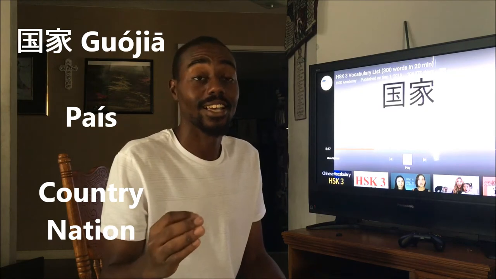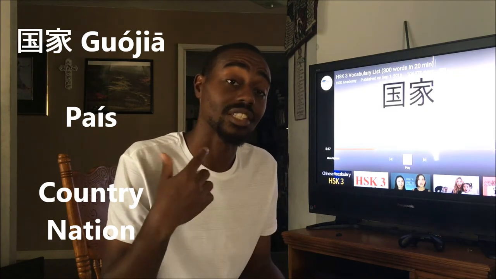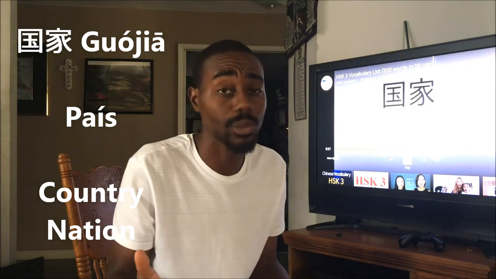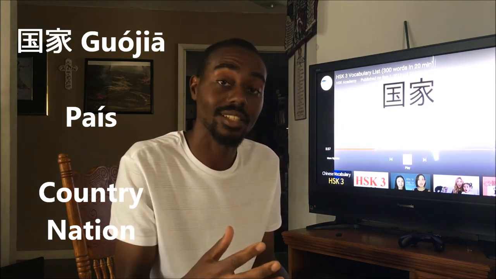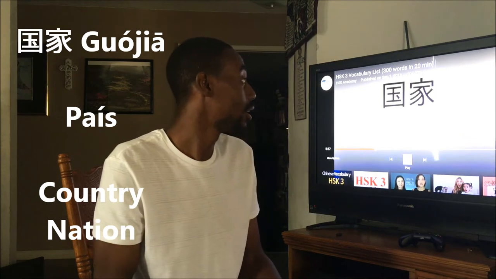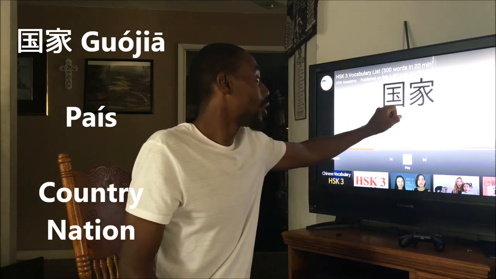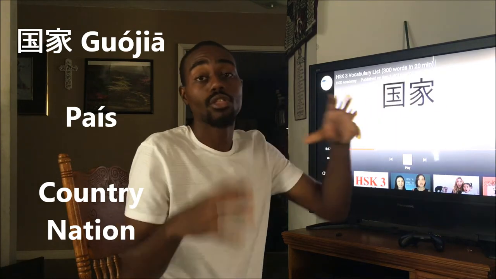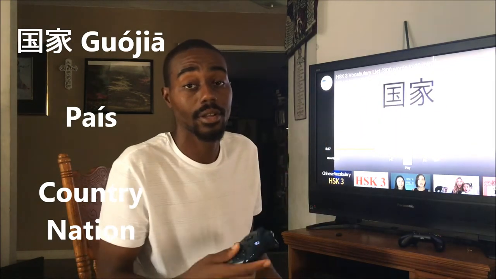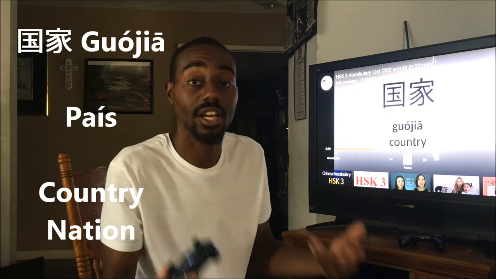Guójiā. This is a really popular word and is good for vocabulary in all three languages. It's country. País. Guójiā. Here you have country and home. Those two characters together is a nation, a country.